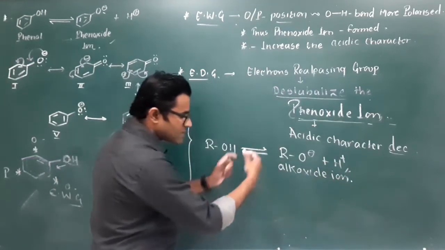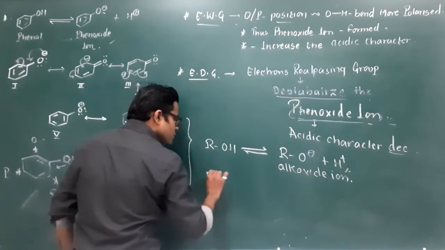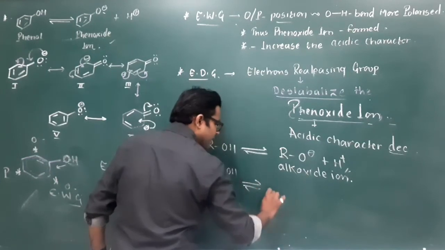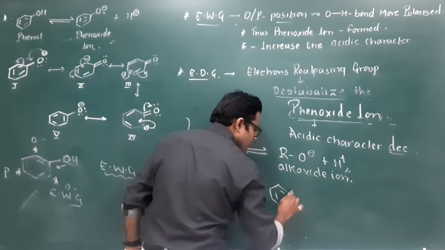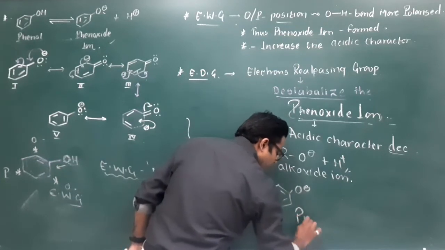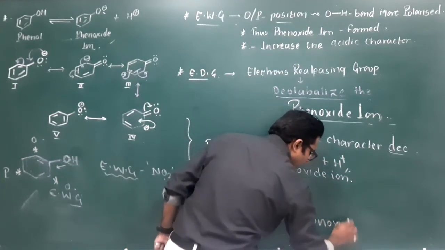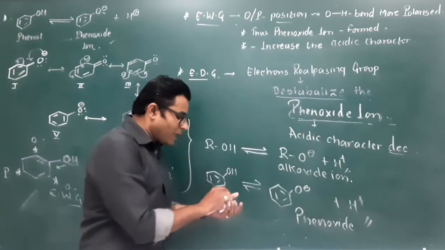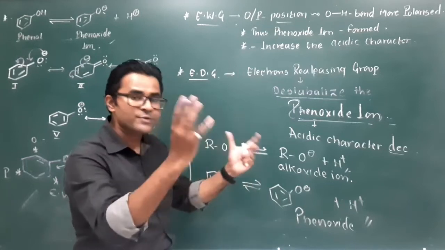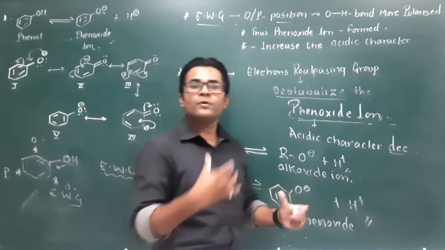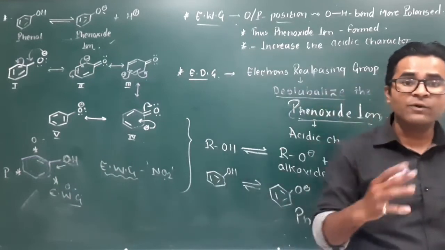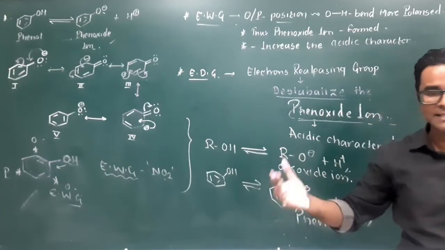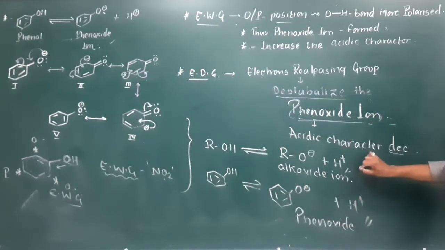Okay, now when we compare the stability of an alkoxide ion to the stability of phenoxide ions, plus H plus, right? Now alkoxide ion and phenoxide ion, it all goes with respect to the stability. If you want to understand which is more acidic, we need to understand which is more stable. The more stable the ion is, the higher the acidity, because it will more easily generate H plus.